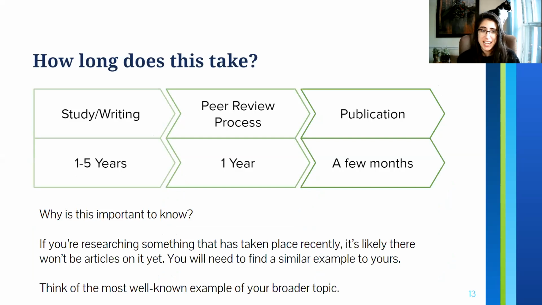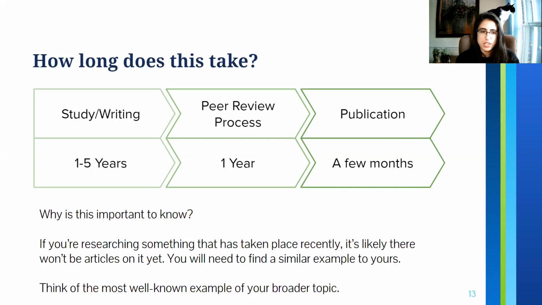So how long does it take? If you follow that, just doing the study and doing all the writing can take 1 to 5 years. The peer review process can take, again, up to a year, depending on what your peers want to change within your article. And then finally, the publication: you may still have to wait a few more months once you're finally done for that journal article to be published and to come out.